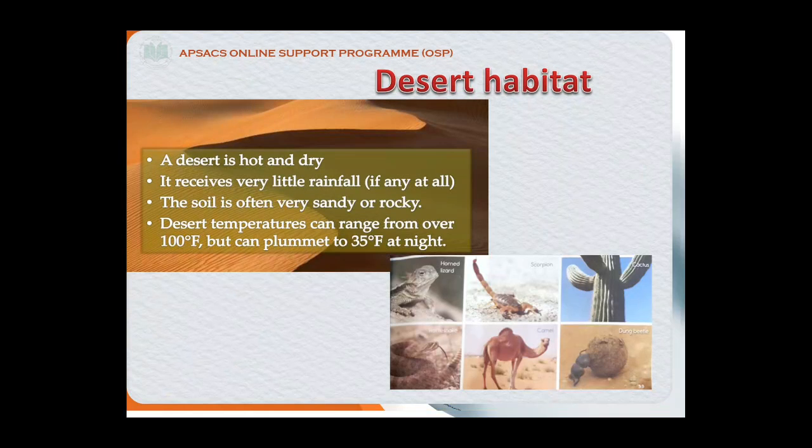Next is desert habitat. As we all know, a desert is a sandy and rocky place that receives very little rain. The soil is often very sandy or rocky. Desert temperature can range from over 100 degrees Fahrenheit but can plummet to 35 degrees Fahrenheit at night, which means it is very hot during the day but gets very cold at night. Some examples of organisms which can be found in desert habitat are scorpion, cactus, camel, rattlesnake, or dung beetle. These are the examples of organisms which can be found in the desert habitat.